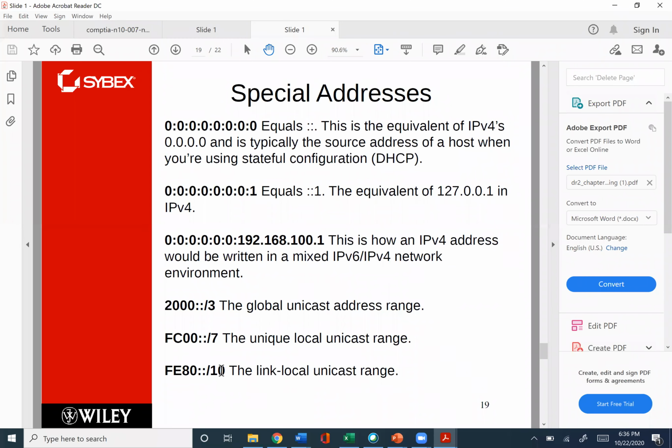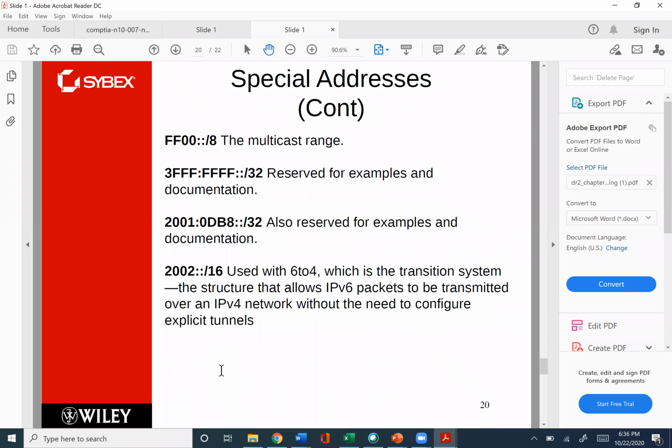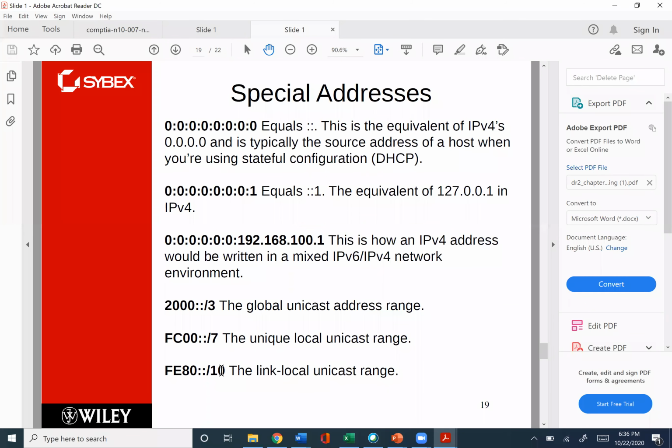All right. So just like in IPv4, in IPv6 we also have some special addresses. One of the special IPv6 addresses is the 0 address, right? It's typically an address that is most likely used for configuring DHCP.